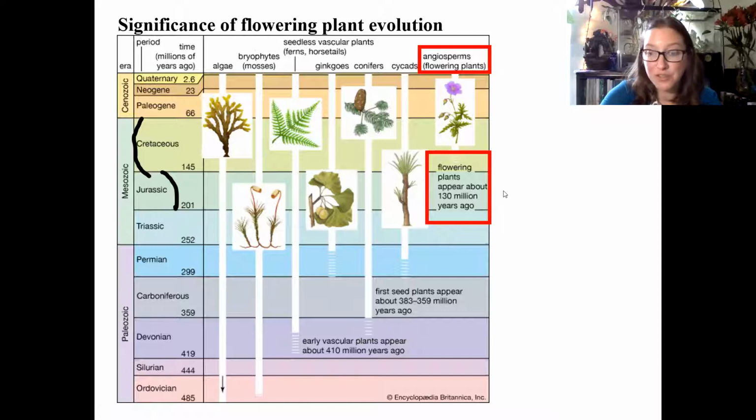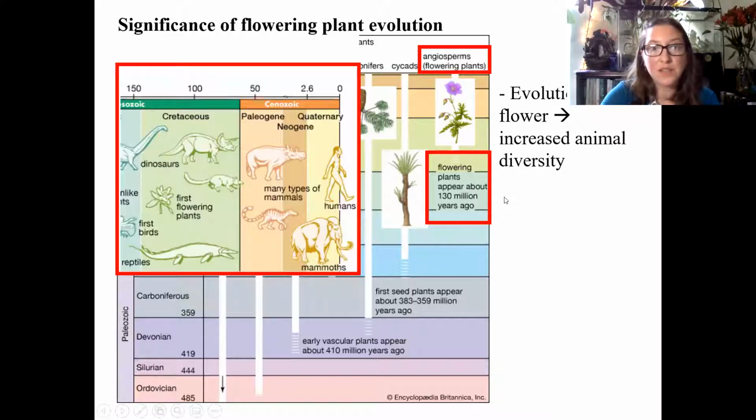And why that's interesting is because around 130 million years ago, based on the fossil record, is when we saw a huge increase in animal diversity. And this is tied into the diversification of the flowering plants. So you can think of it as, look, it shows you here: you have dinosaurs and things like that and birds. Then the first flowering plants show up.